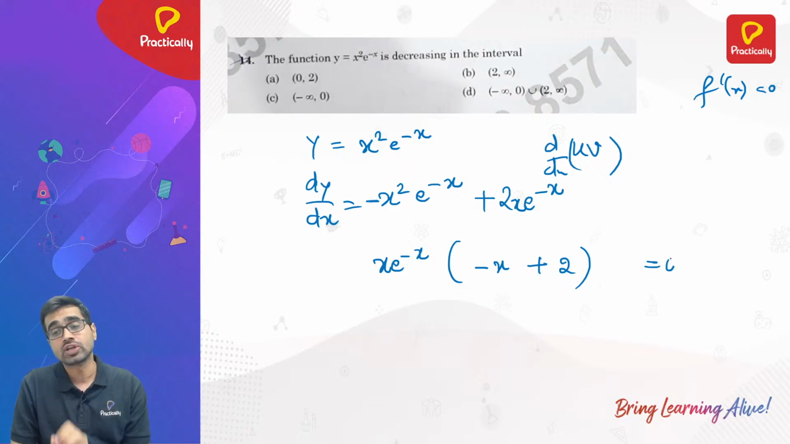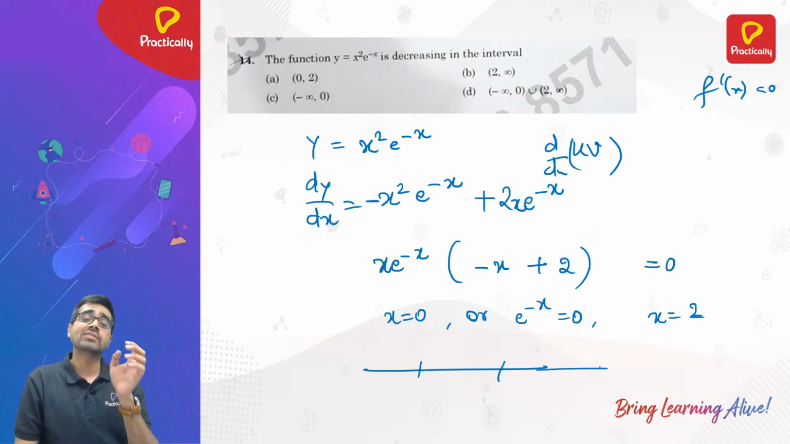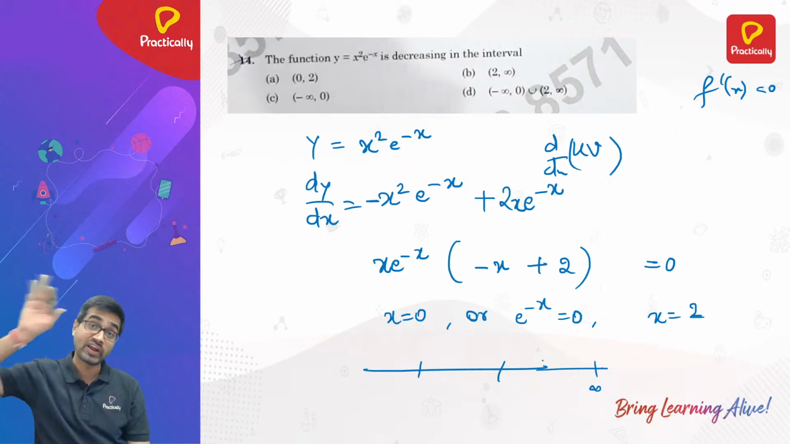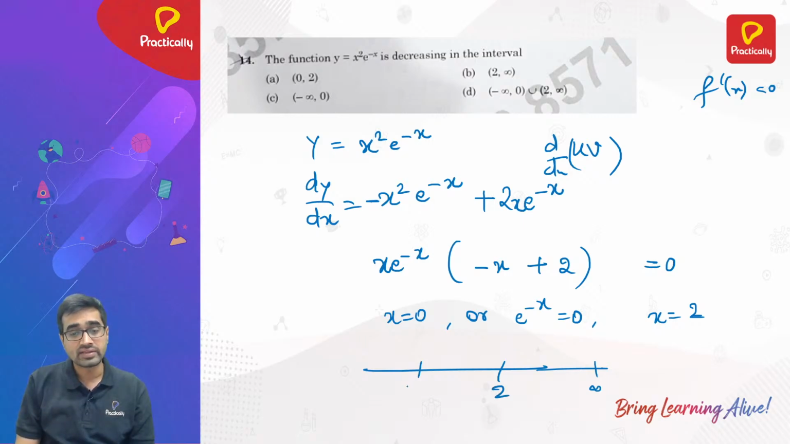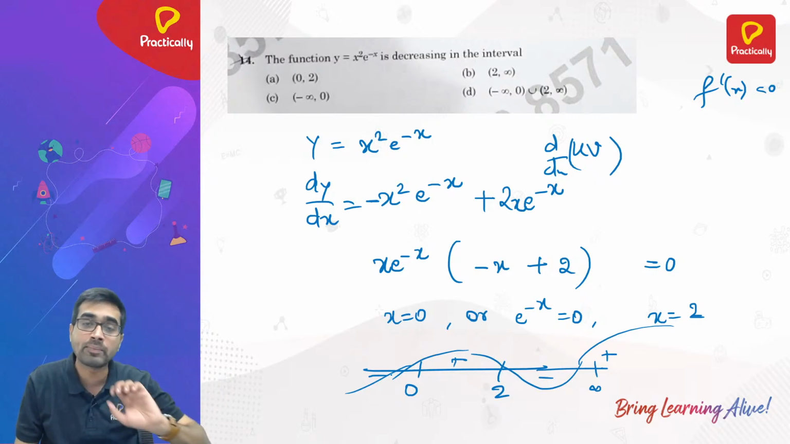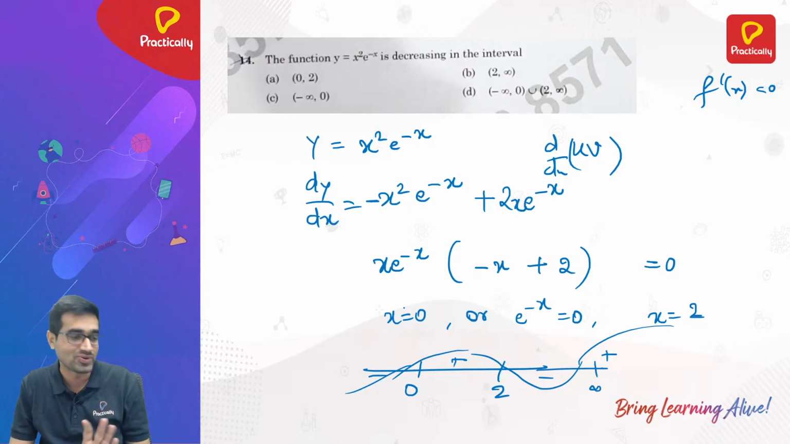Now you're equating it to 0 and you are thinking which values of x will make this 0. So either x is 0, or e to the power minus x is 0, or x is equal to 2. So x at infinity will be 0, e to the power minus infinity somewhere at a very high value, then 2 and then 0. So consider these as your critical points. You get plus minus plus minus. So below 0, f dash x will always be negative. You can put any value of x less than 0. Let's put minus 1 and check. I'm not going to do it.